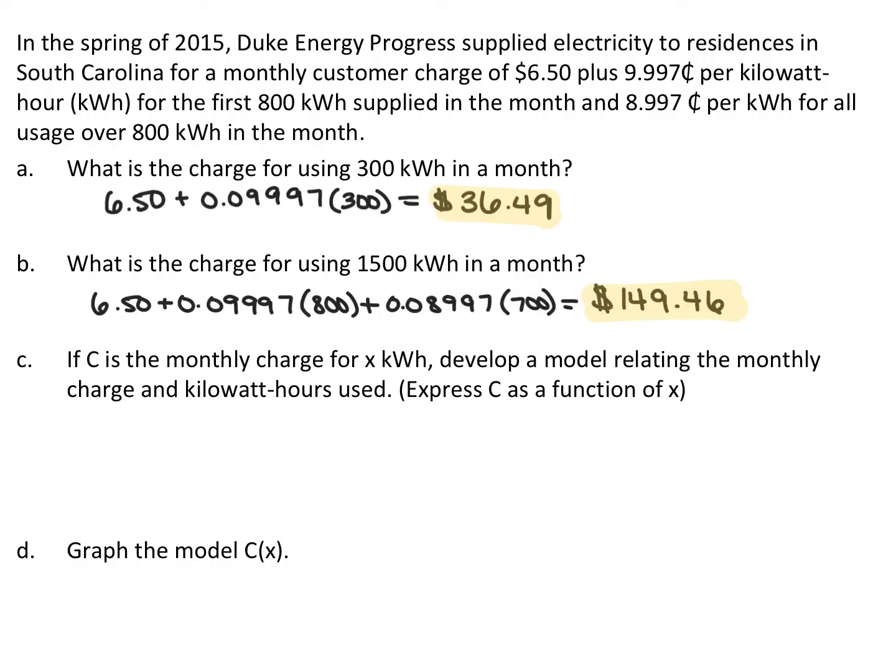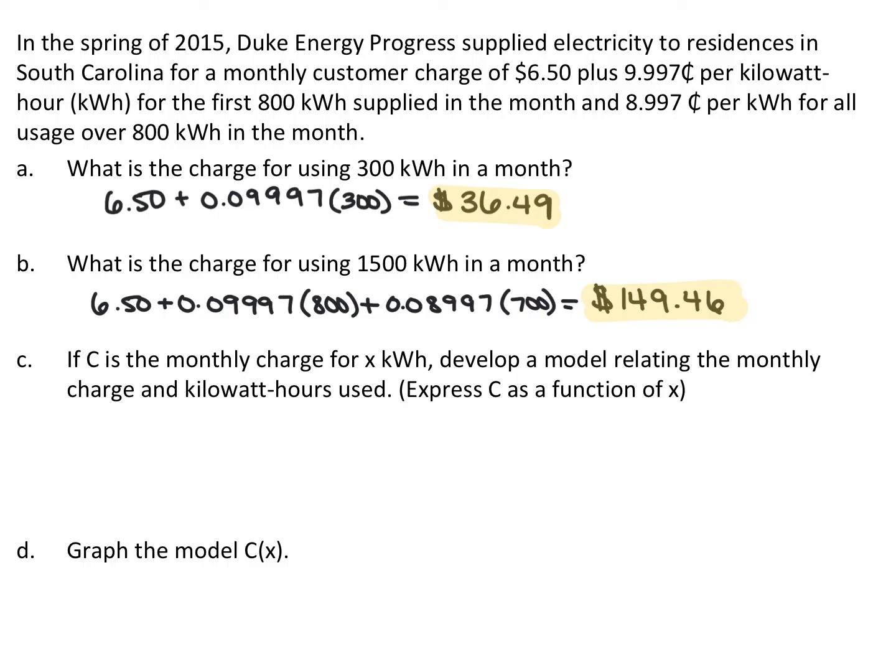So for the charge for 300 kilowatt hours, the person gets charged $6.50 just for the monthly charge, and then $0.09997 times 300 kilowatt hours. So you have to be careful because the units are different, 9.997 cents versus dollars. So I converted this into dollars, and I got $36.49.